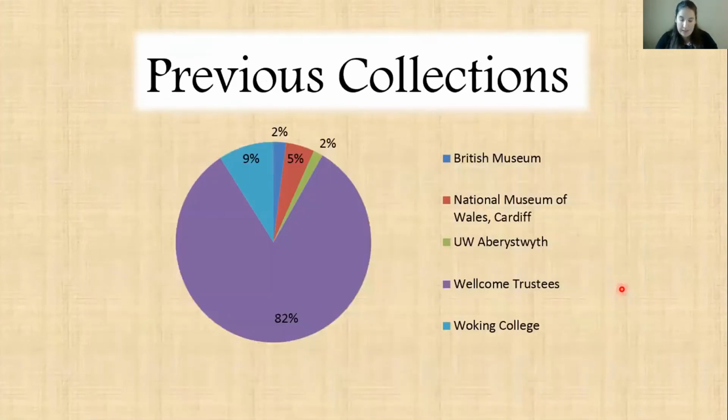The Egypt Center collection is composed of donations and loans from many other institutions. This is well represented in the Shabtis, where of course the bulk come from the Wellcome trustees. Additionally, there are 8 from the British Museum, 18 from the National Museum of Wales, Cardiff, 6 from the University of Wales, Aberystwyth, and 35 from Woking College.